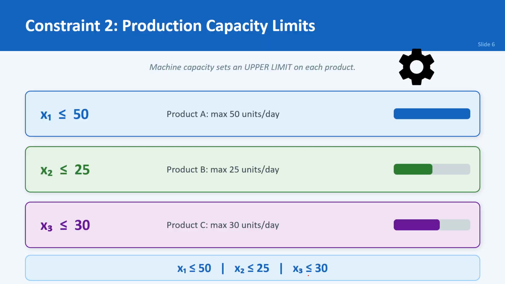Next constraint is the production constraint, production limits. For the x1 units, a maximum of 50 units should be produced in a day. Product B, a maximum of 25 units should be produced in a day, and C, a maximum of 30 units in a day. Okay? So even if the demand is high, the production is capped. And these are our constraints of production. The production cannot go beyond this.